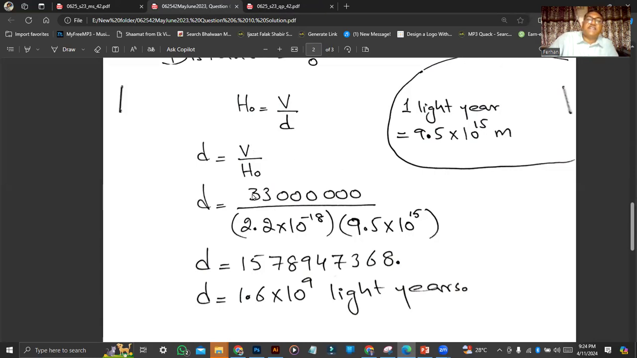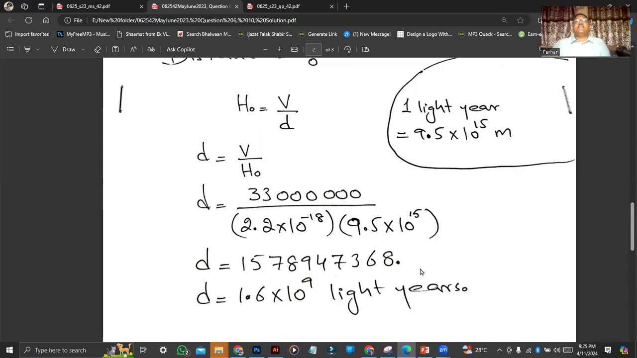So D will be equal to V divided by H naught, which is the Hubble constant. V I will take in meters per second, that is 33,000,000 divided by the Hubble constant, 2.2 × 10^-18. Another thing I will do, I will divide it by 9.5 × 10^15, because if you only take this, the distance will come in meters. But I want the answer in light years. If I do not divide with this factor, my answer will be in meters. So that's why I'm dividing by 9.5 × 10^15, to convert it into light years.